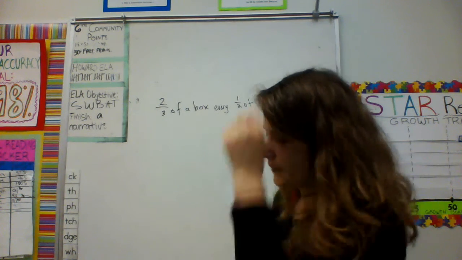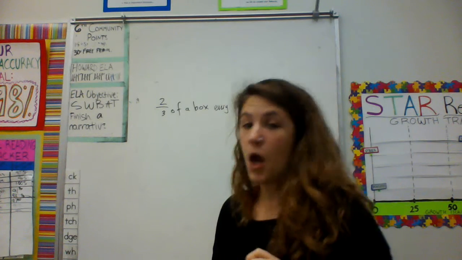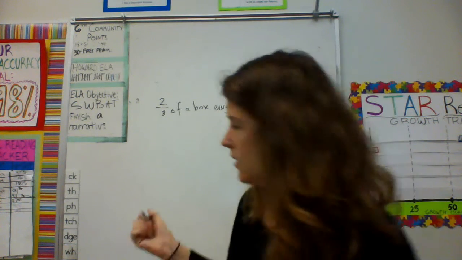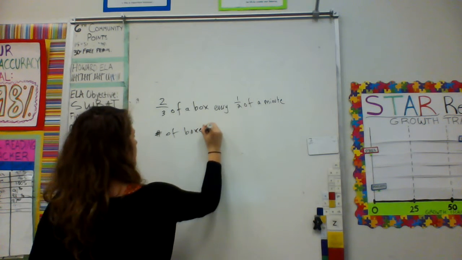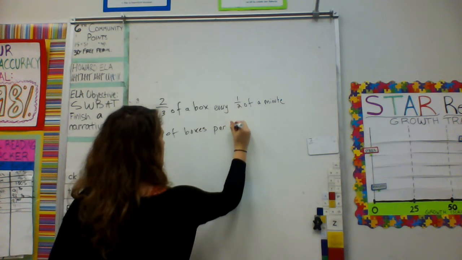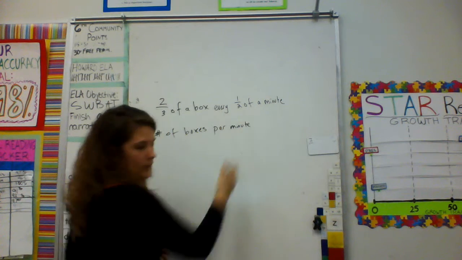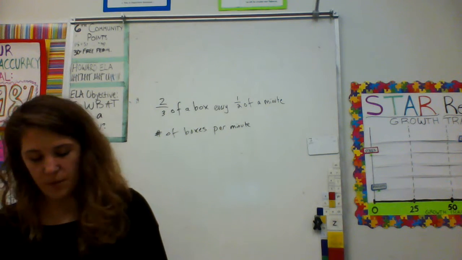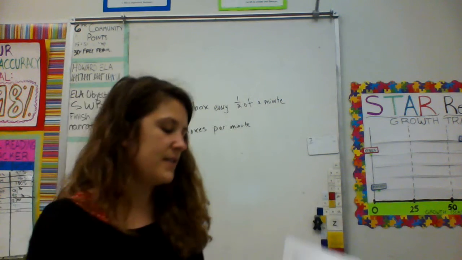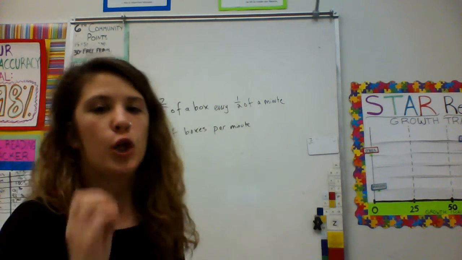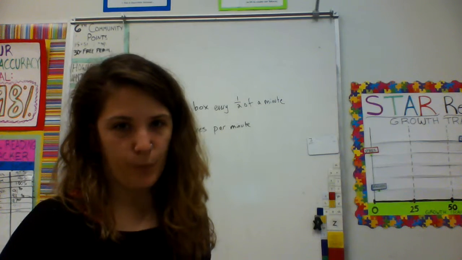Example 1 says, a machine packs boxes at a constant rate of 2/3 of a box for every 1/2 of a minute. What is the number of boxes per minute that the machine packs? And it says show or explain how you got your answer. Now, if it says show or explain, you only have to do one of the two.